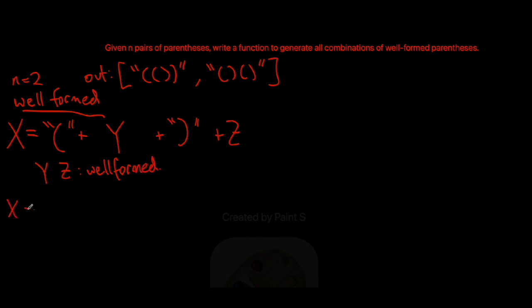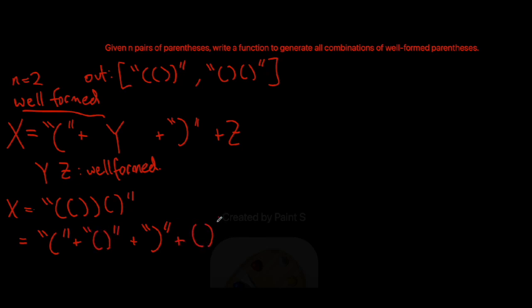So suppose x were to look like something like this, then certainly x starts with an opening bracket and it has a closing bracket somewhere within it so that it splits the remaining characters into a string y and a string z, and as you can see, both of these are also well formed.